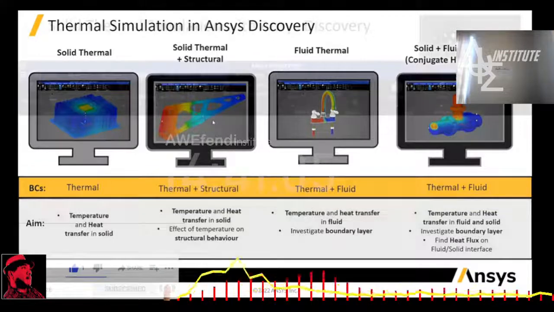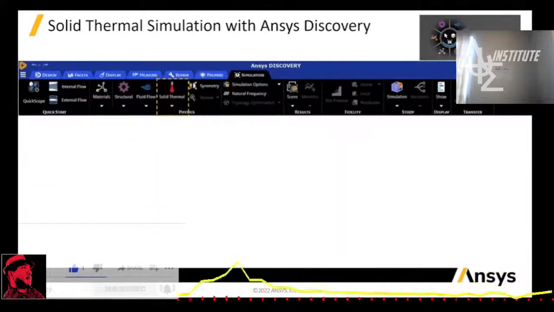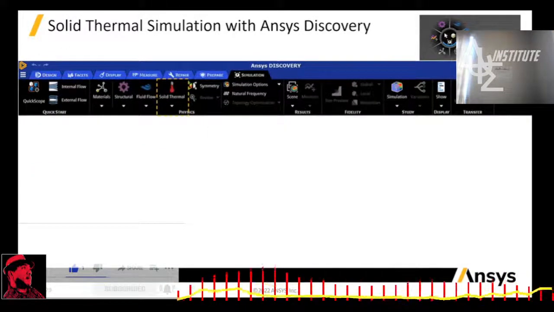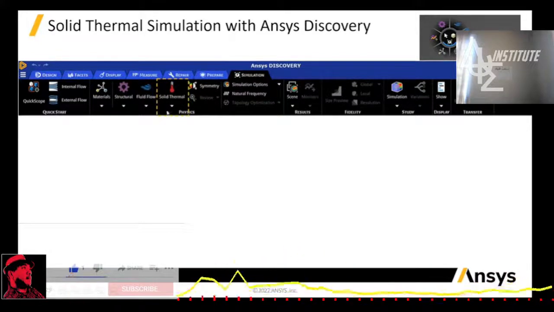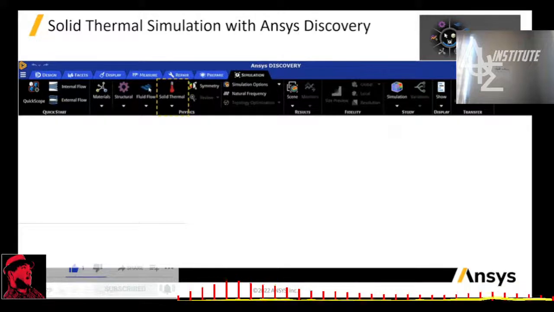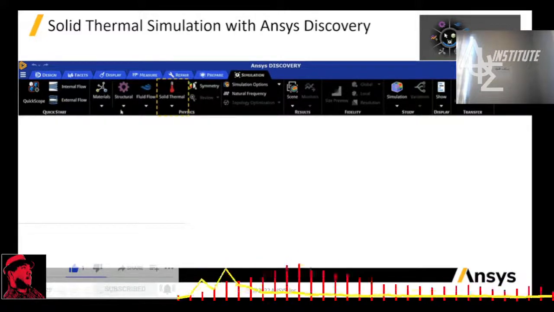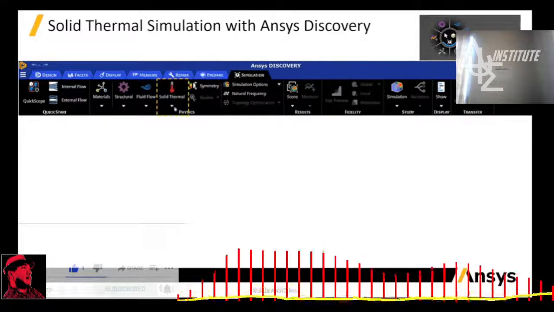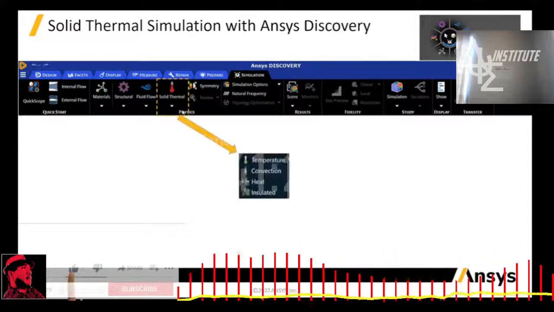Now, when we speak of solid thermal, we have at our disposal different boundary conditions in ANSYS Discovery. First of all, they can be accessed through the simulation tab. In the same way in which you have seen structural boundary conditions, we have a solid thermal panel. And there are 4 of them.